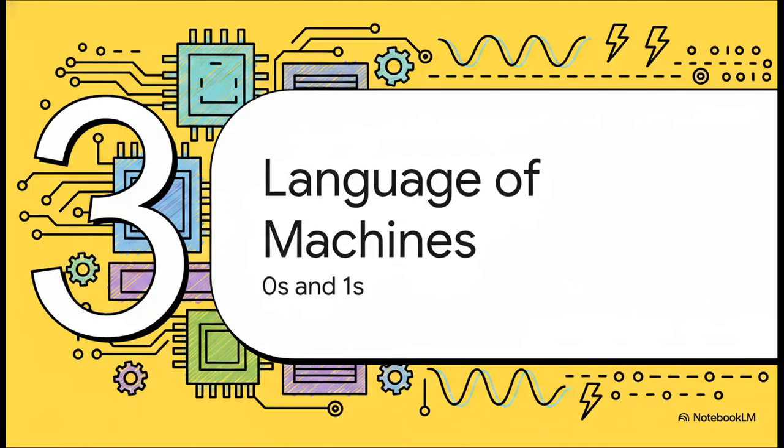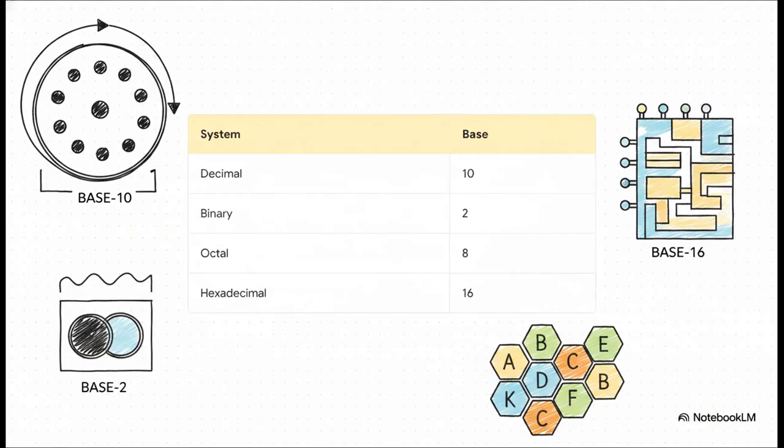Moving right along, let's hit Section 3, the language of machines. Okay, to really understand computing fundamentals, we have to look at the 4 core positional number systems. A number system is just a method to represent numbers, defined by its base. We use the decimal, or base 10 system, counting from 0 to 9. But computers use binary, base 2, which is just 0 and 1.